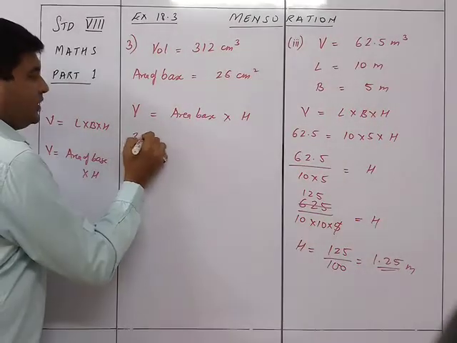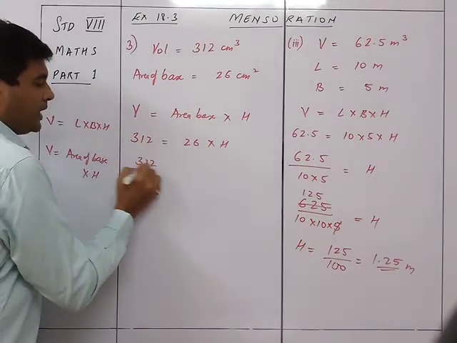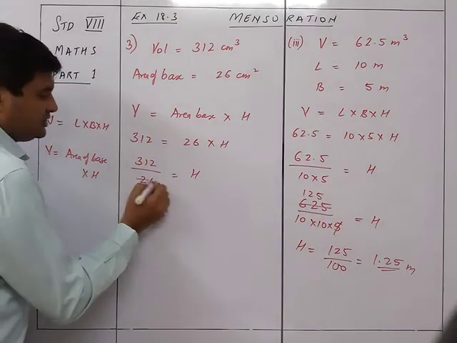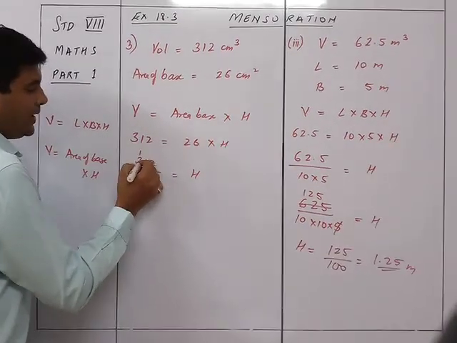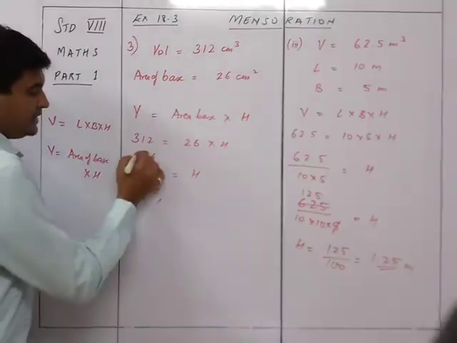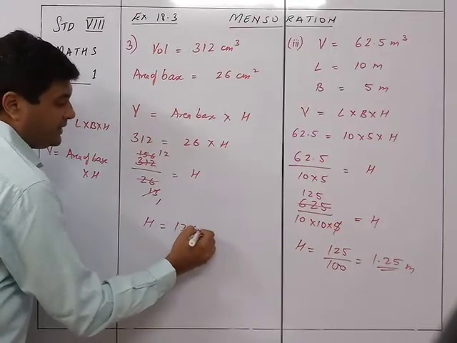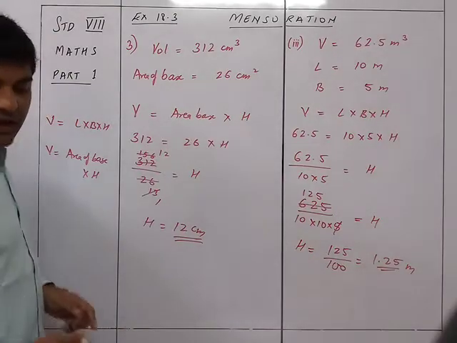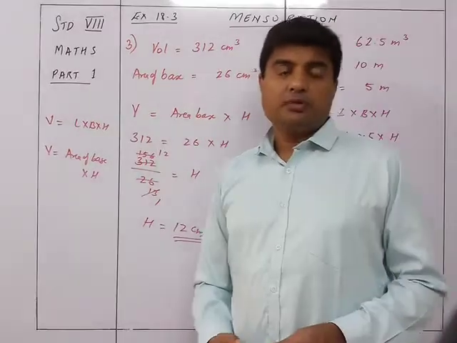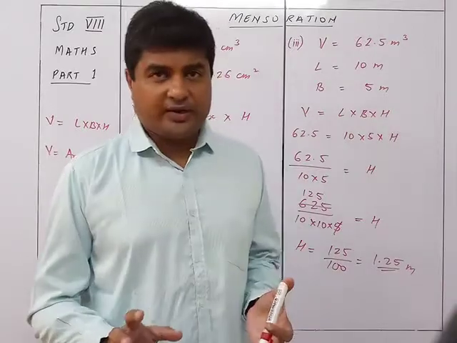So it is 312 is equal to 26 into H. So therefore 312 upon 26 is equal to H. So you can do the cancellations. This is 13 and this will be 1, and then 5 and 6, 156, and then 13 ones are 13, and then 13 twos are 26. So that's why H is equal to 12 centimeters. So this gives us the height of the cuboid will be 12 centimeters. Okay, very easy sums, absolutely easy, nothing confusing at all, right?